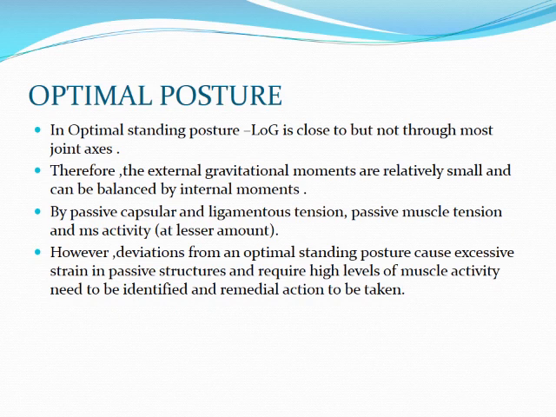So when we talk about the optimal posture, in optimal standing posture, the line of gravity passes very close to the joint axis, but mostly not through the joint axis. Therefore, the external gravitational moments are relatively small and can be balanced by internal moments. Those internal moments are passive capsular and ligamentous tension, passive muscle tension, and muscle activity, that is at a very small amount.